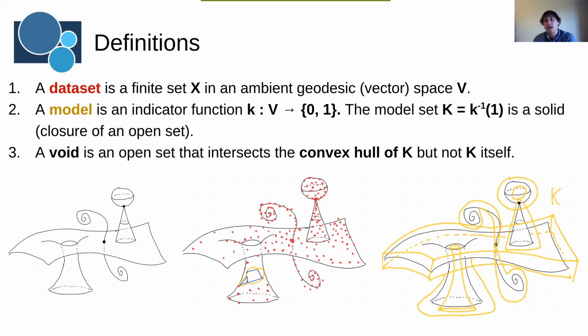And then finally, the concept of a void. A void is an open set that intersects the convex hull of the model set K, but does not intersect K. For example, if K was the unit sphere, then the void would be the part inside the unit sphere. That open ball inside the sphere intersects the convex hull, but it doesn't intersect the sphere. And what we have here on the screen, the red points that we've sampled from this cleverly drawn Dr. Seuss style surface, that's our data set.